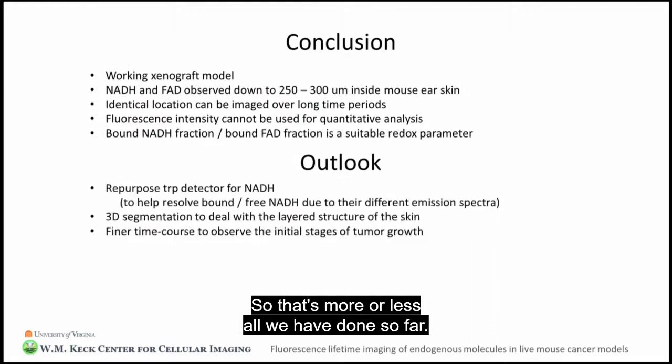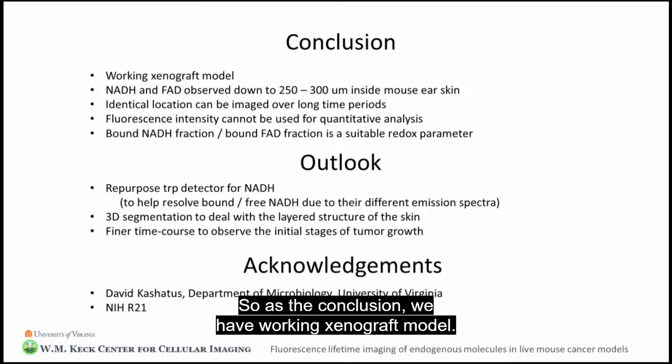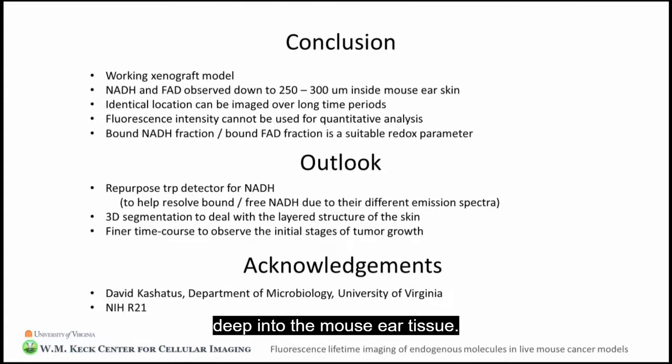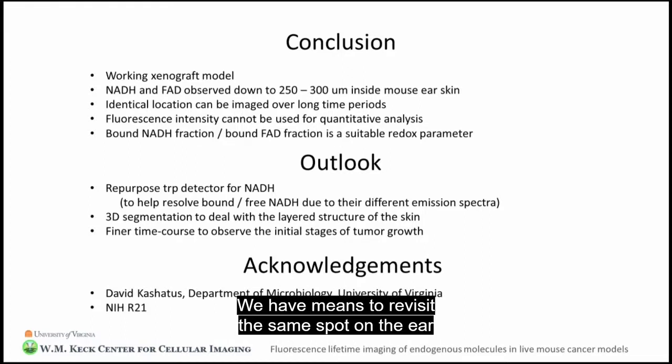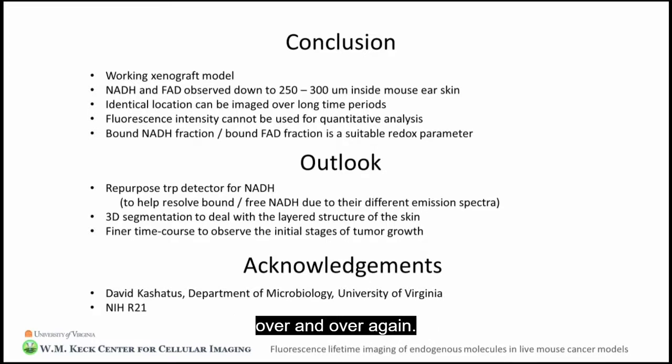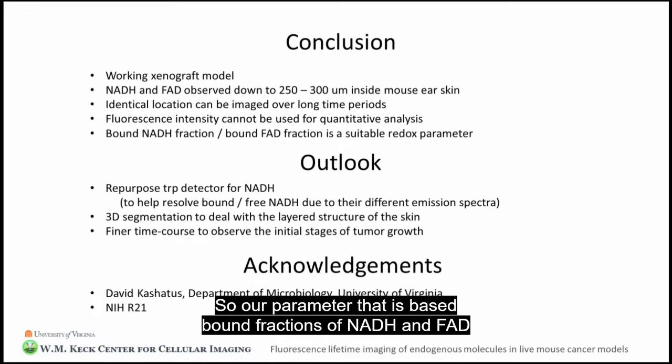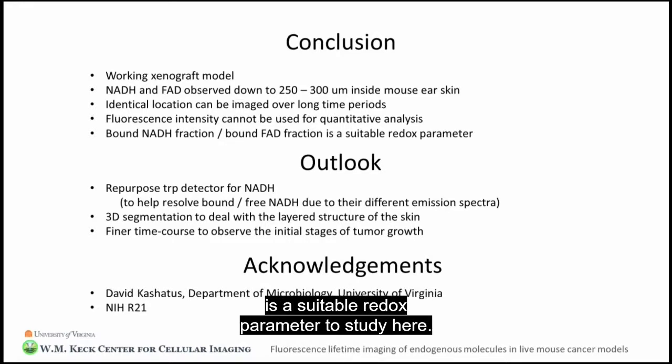Well, so that's more or less all we have done so far. As a conclusion, we have a working xenograft model. We can observe NADH and FAD fluorescence relatively deep into the mouse ear tissue. We have means to revisit the same spot on the ear over and over again. As I have mentioned, the fluorescence intensity is not really what we can look at. So our parameter that is based on bound fractions of NADH and FAD is a suitable redox parameter to study here.